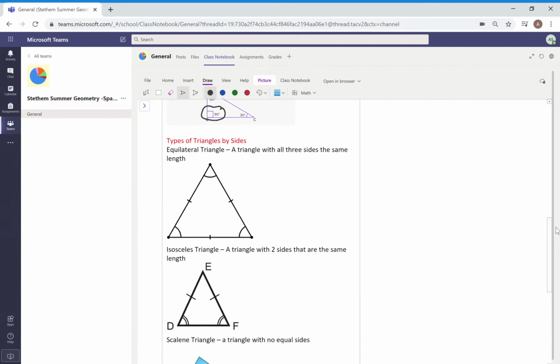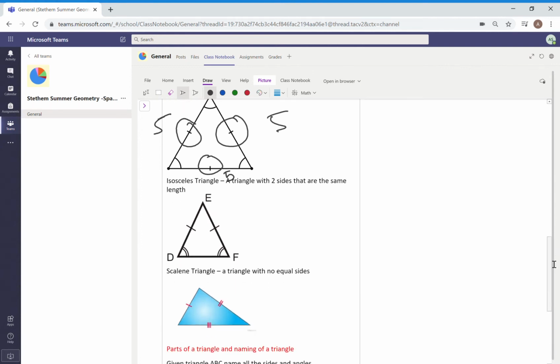I can also classify triangles by their sides. So if I look at this, we have an equilateral triangle, which is a triangle with all three sides the same length. You see these markings here? These markings tell us if you see them, then they should all be the same size. So if this was 5, since these have the same marking, this would also be 5, and this would also be 5. All of those sides are the same, thus it is an equilateral triangle.